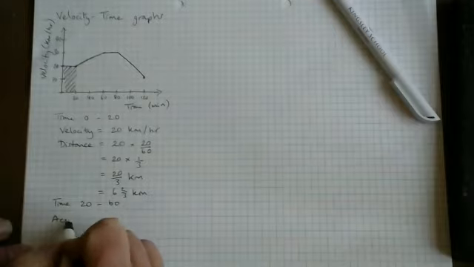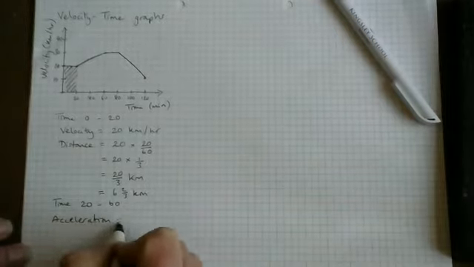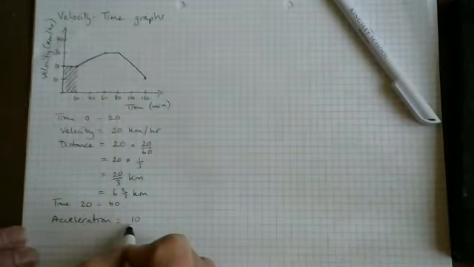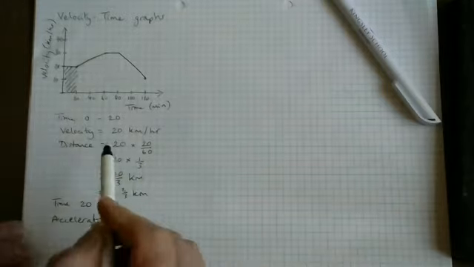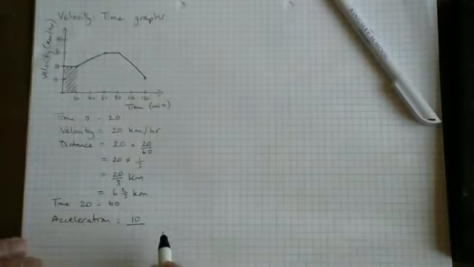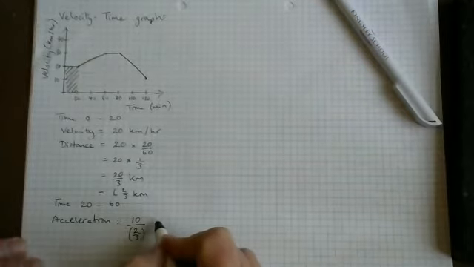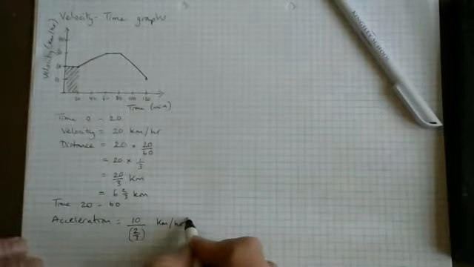So acceleration equals the rise. It goes up by 10 divided by the time. The time is 40 minutes. I'd rather not be working with 40 minutes. I think I'd rather say 2/3 of an hour. 40 minutes is 2/3 of an hour. 10 divided by 2/3 kilometers per hour squared.